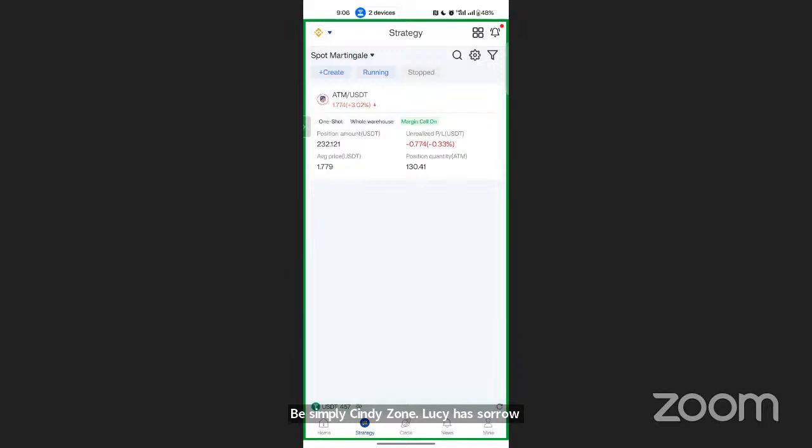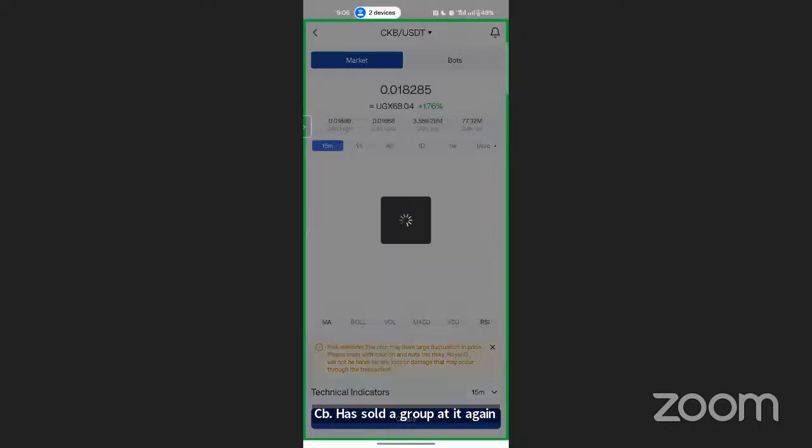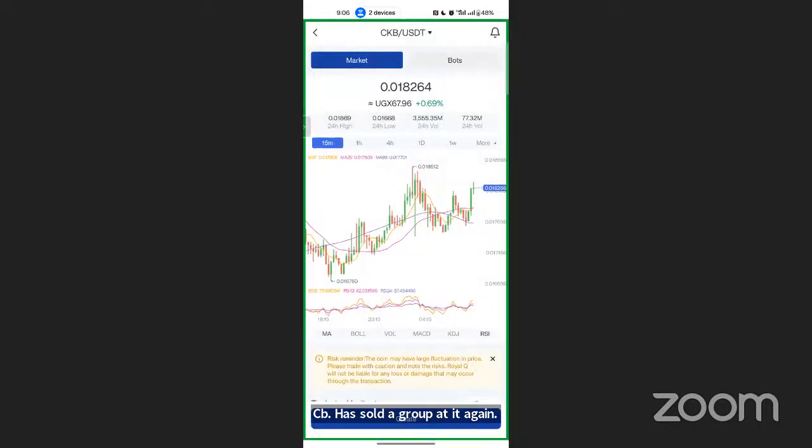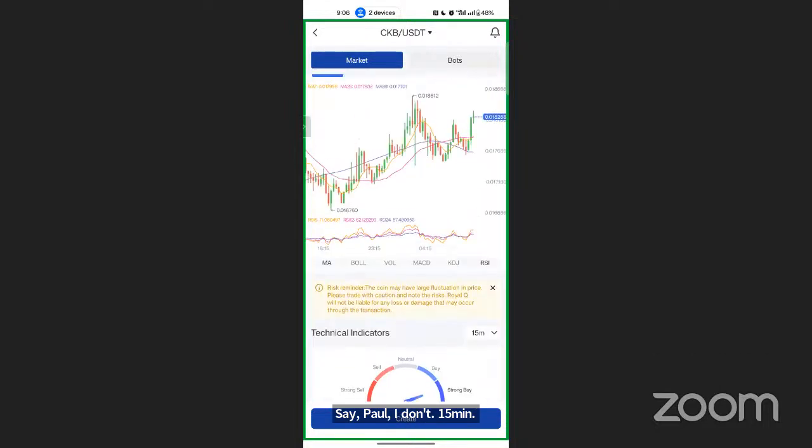Now I go back again. I look at it again. Simple, 15 minutes. I come here, look at my pivot point. What is the current price? I write CKB.